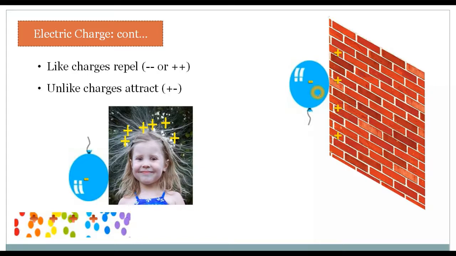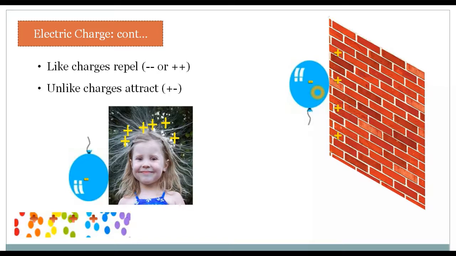Okay, so overall, what did we learn? We learned that if similar charges, positive or negative, are brought together, they will repel. And if positive and negative are brought together, they will attract. If positive and neutral are brought together, they will also attract. If negative and neutral are brought together, they will also attract. So this is what we understand about electric charges so far.